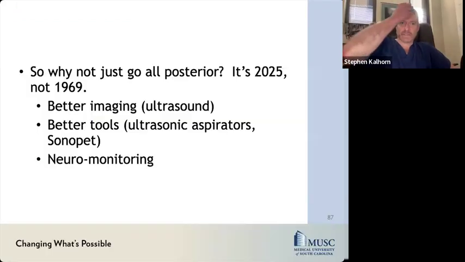So yeah, after that case, I said, okay, well, it's 2025. This is years ago, but it's not 1969 in Fanner Pro. It's since passed. Why don't we just all do this all posterior? It's better visualization. It's a more common procedure. We all can do a laminectomy. It's the same tools we're used to using every day, et cetera. On top of that, ultrasound has really improved a lot. These ultrasonic aspirators are really helpful. And then, obviously, neuromonitoring are great partners in doing these types of surgeries together.